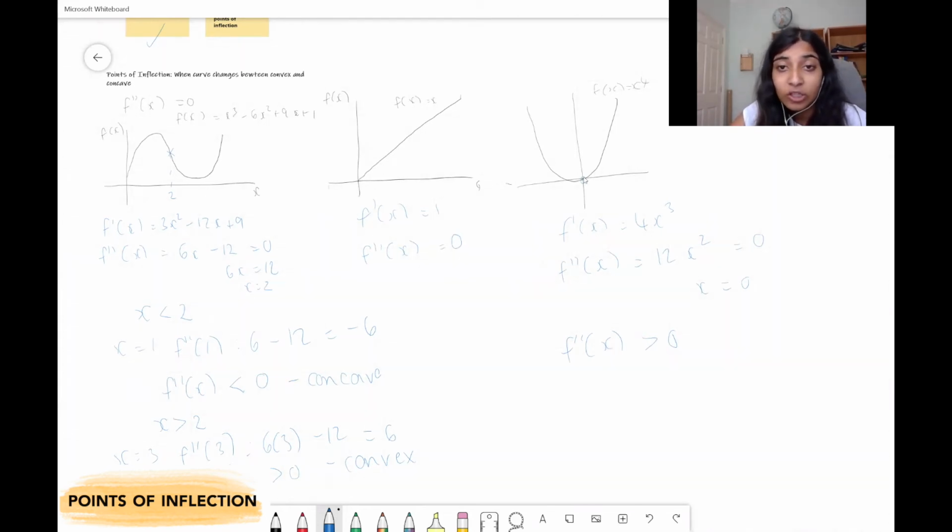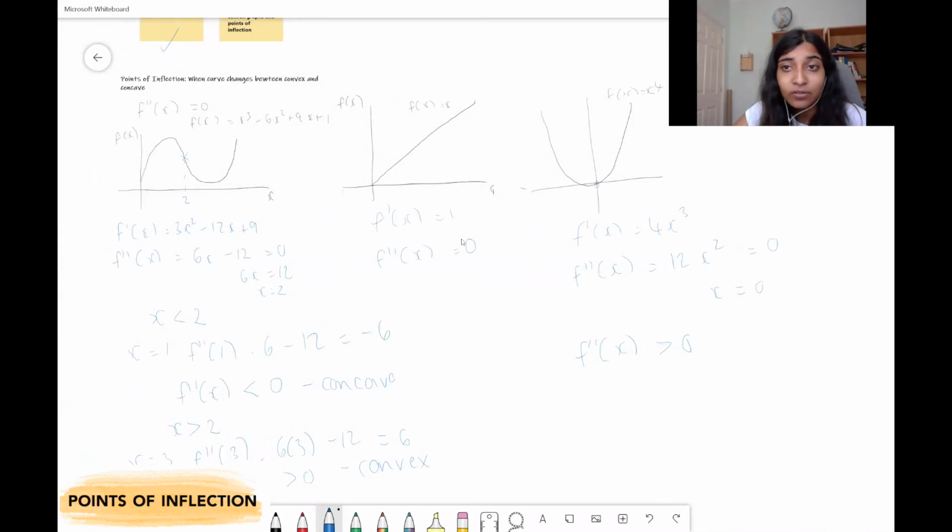So that means that for all values of x apart from 0, our graph will just be convex. So you don't have, for values of x below 0 being concave or convex, and then for values above it being the other. You just have it convex for all values of x. So you've got to be really careful that your point of inflection is only when your graph switches between convex to concave or from concave to convex, like this one.